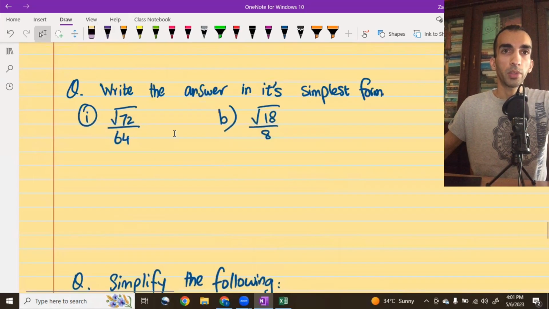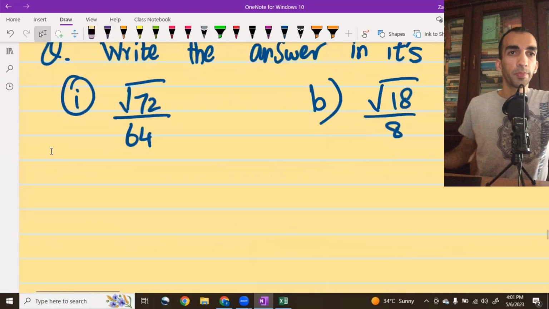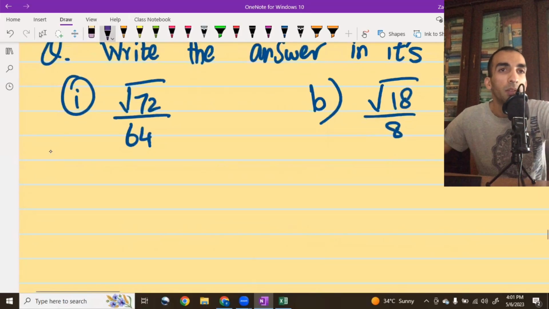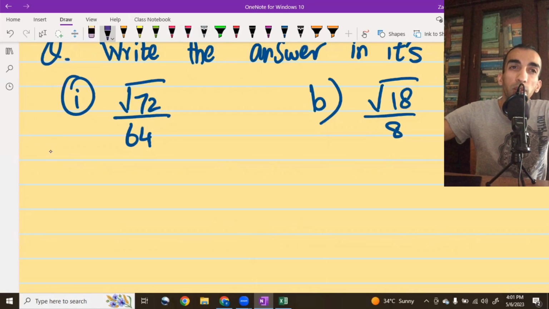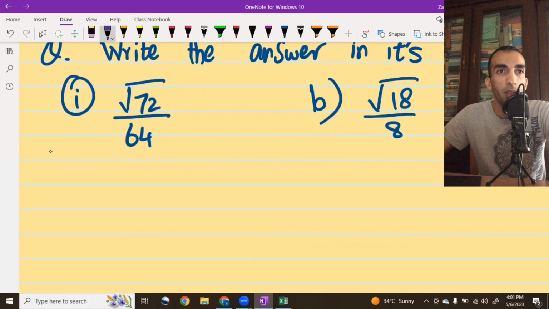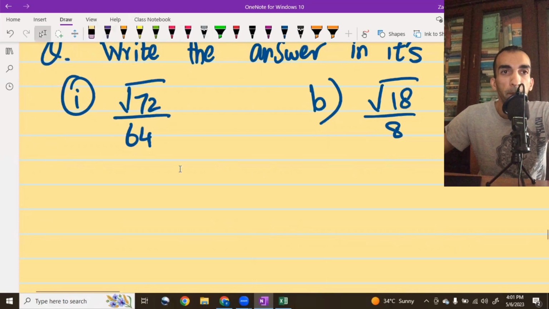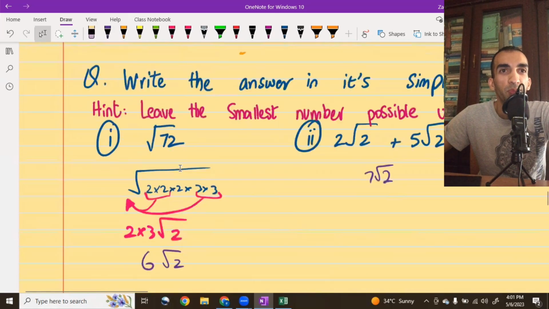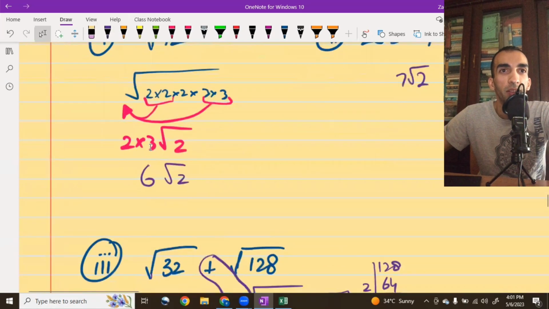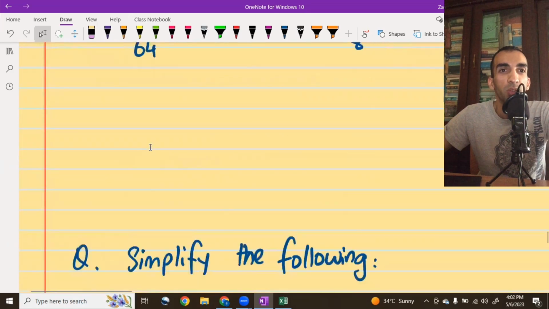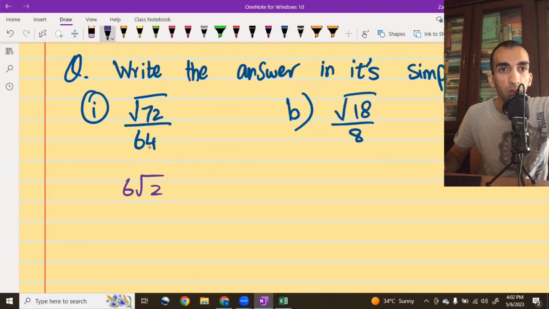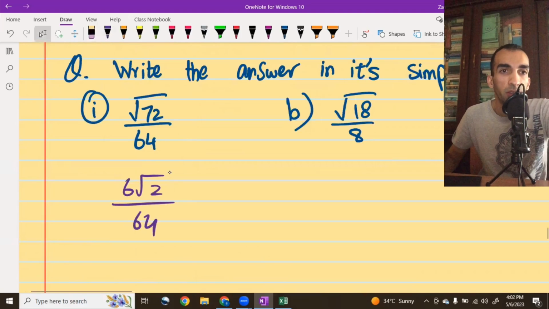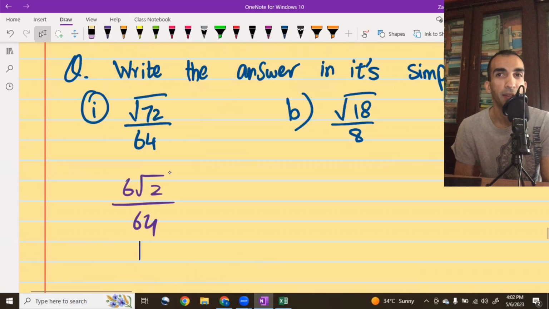Here we go, the answer in its simplest form. I think you must have already done square root of 72 if you've been taking notes. So I think we solved square root of 72 up there. Do we have it with you? 6 square root 2. Well done. If I were to write 72 as 6 square root of 2, and if I keep 64 in the denominator as it is, can I simplify this a little further?